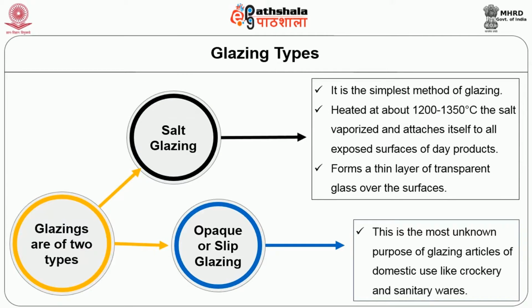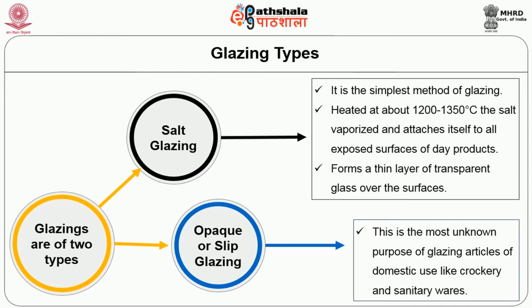Glazings are of two types. One is salt glazing, and it is the simplest method of glazing. When heated to about 1200 to 1350 degrees centigrade, the salt gets vaporized and attaches itself to the exposed surface of the clay products, forming a thin layer of transparent glass over the surface.